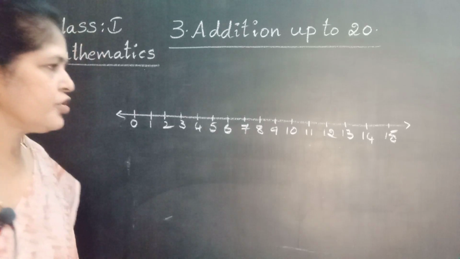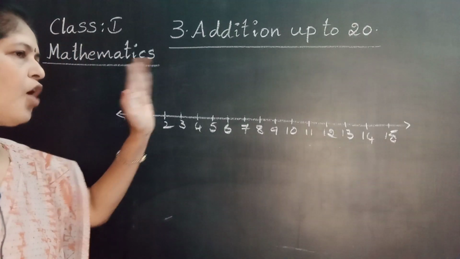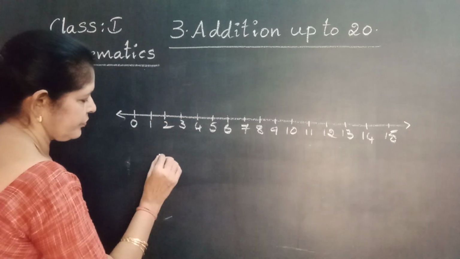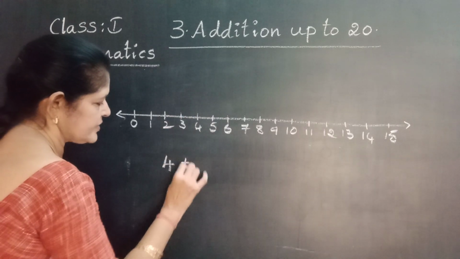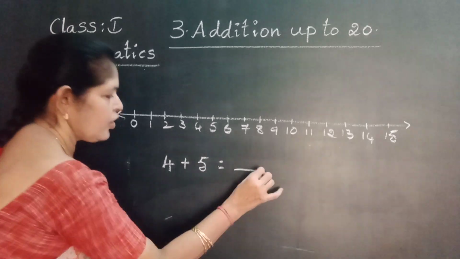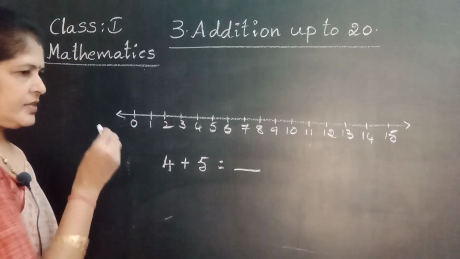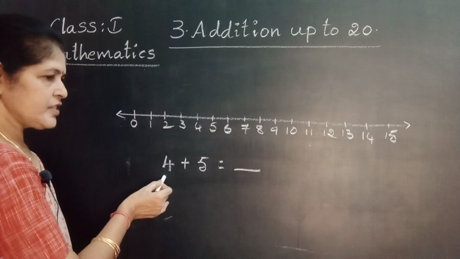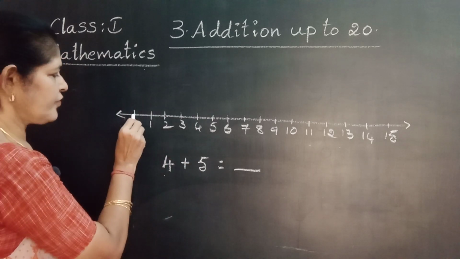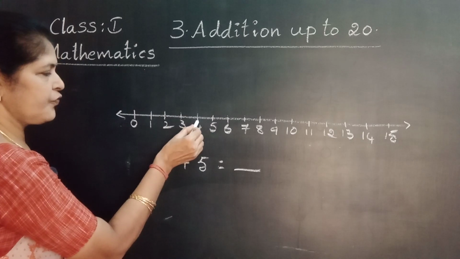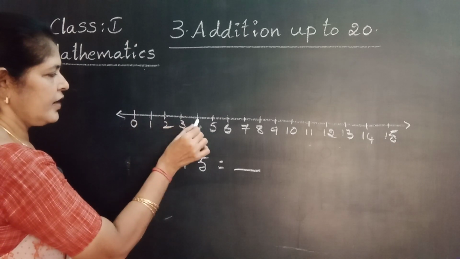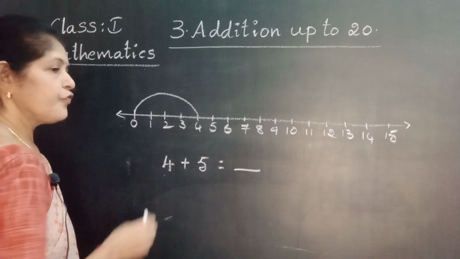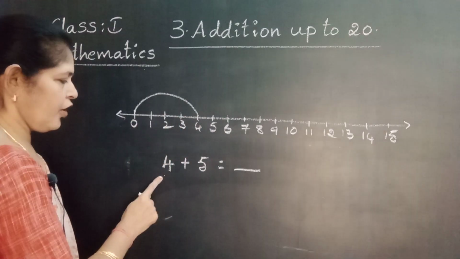Now I am going to show two additions. How to do addition on the number line. First one is 4 plus 5 equal to how much? We start to move from 0. First number is 4. Go to 4. Start from 0 to 4. Here is 4. 1, 2, 3, 4. You have to draw like this. This shows the first number, 4.